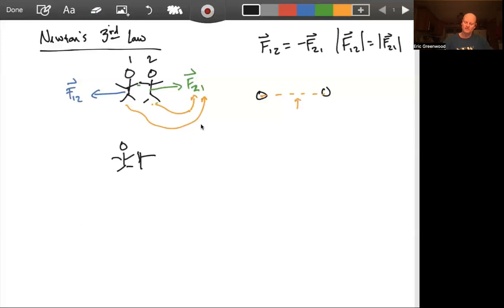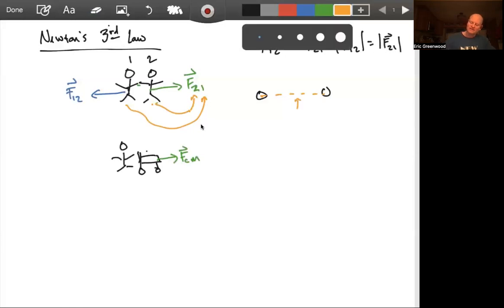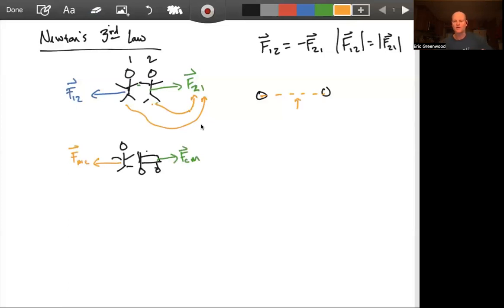So your shopping cart's wheels. Right, so in this case, I'm applying a force. So this is then the force on the cart by me, but simultaneously, the cart is putting a force onto me. This is the force on me by the cart. Again, these two are equal and opposite.